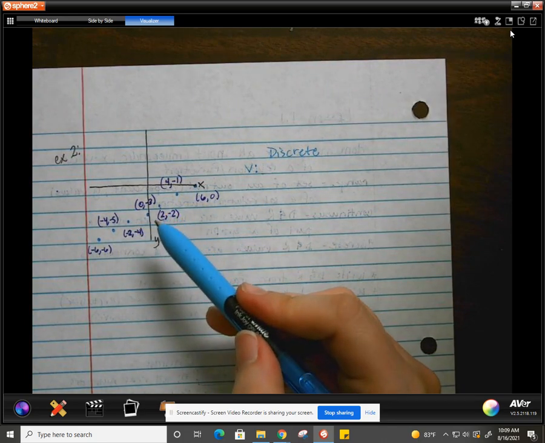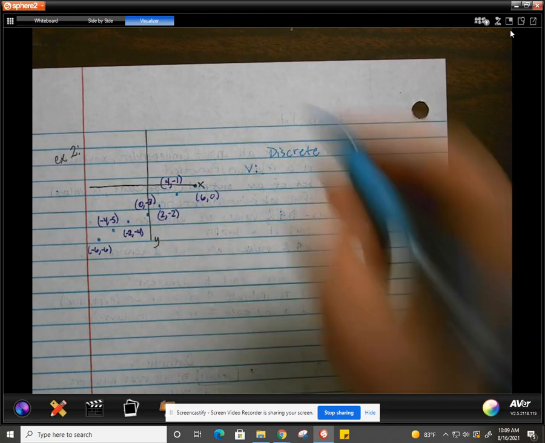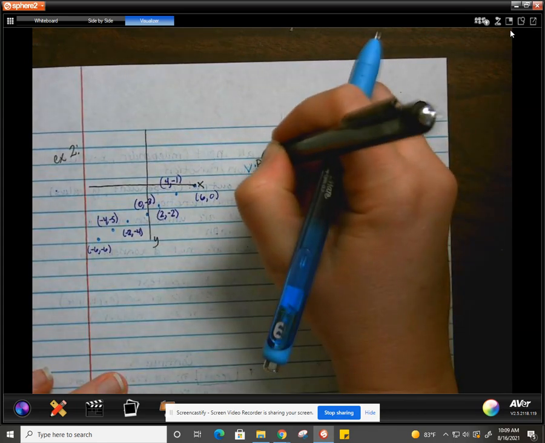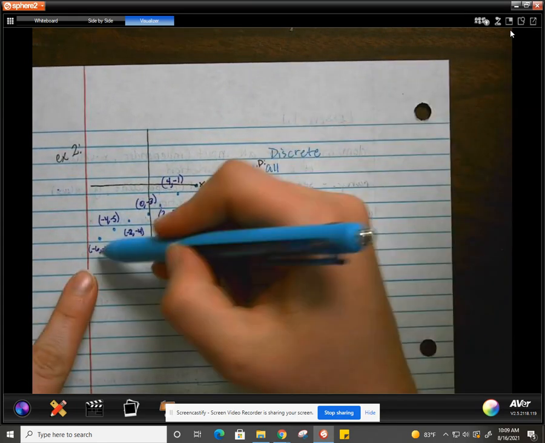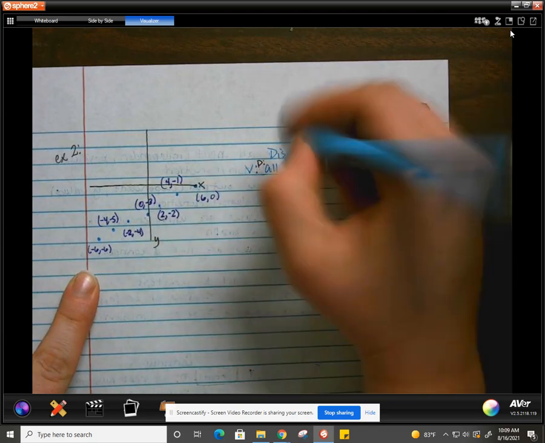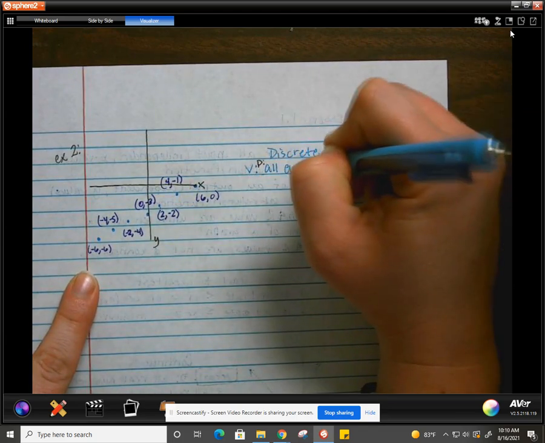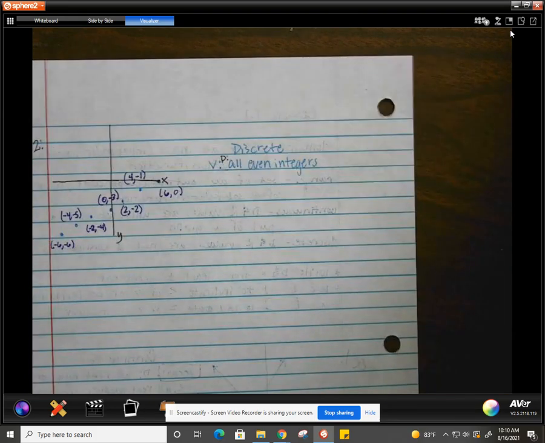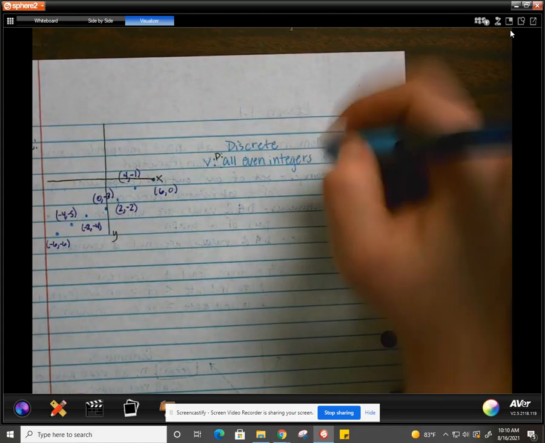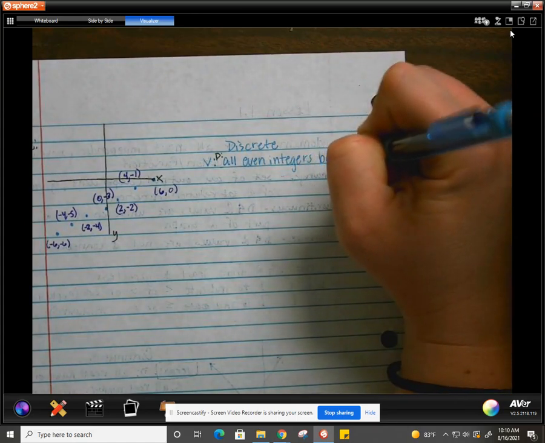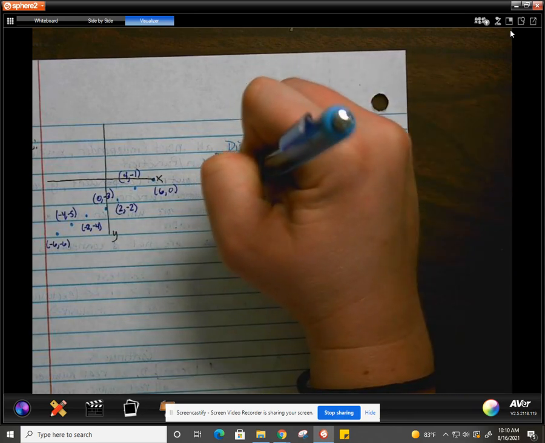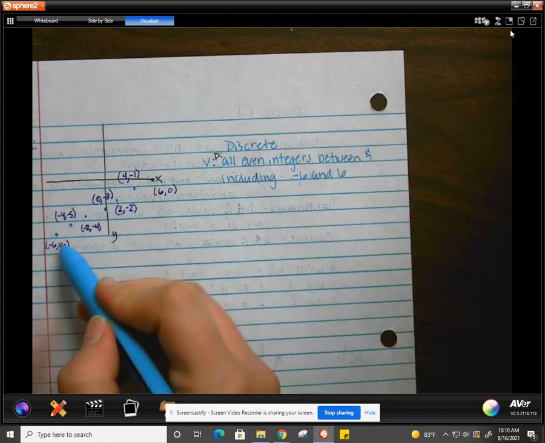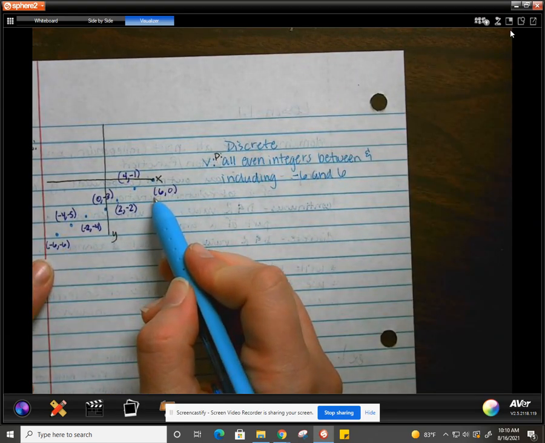So I can't say all real numbers, because all real numbers means everything in between. So we're going to change this up and say all, and for, oh, I forgot my D for domain. So D, domain. Okay, for domain, we have -6, -4, -2, 0, 2, 4, 6. We're going to say all even integers. And we say integers because integers are positive and negative whole numbers. So all even integers between and including -6 and 6, because it goes all the way from -6 up to +6 on the domain, the X value.